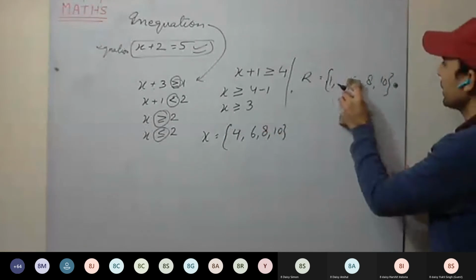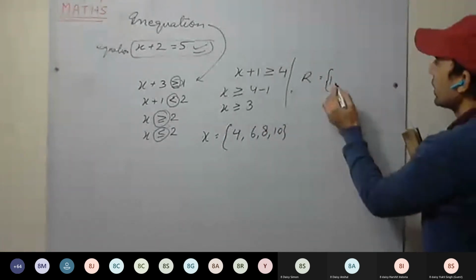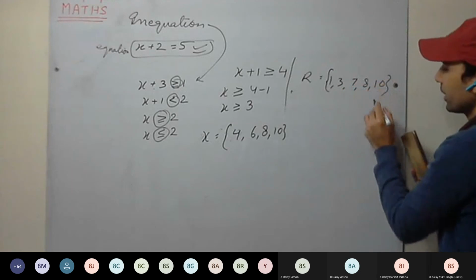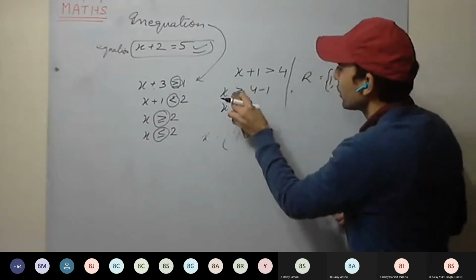Sir, if that equal to sign is not there, then? Okay. For example, the replacement set is this one: 1, 3, 7, 8, 10. Okay. This time we are not having the equal to sign.